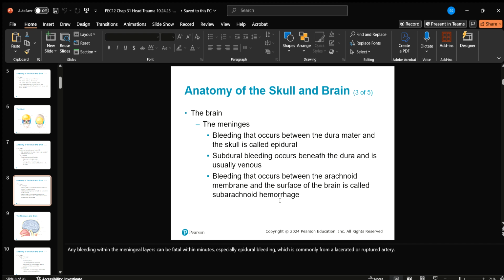So here we're talking about the bleeding that occurs between the dura mater and the skull. It's called epidural. Epi meaning what? Above. Epidural, above. So it's between the dura mater and the skull. The dura mater is a part of the meninges, the layers of the brain. So this is between your skull and the outermost portion of your brain.